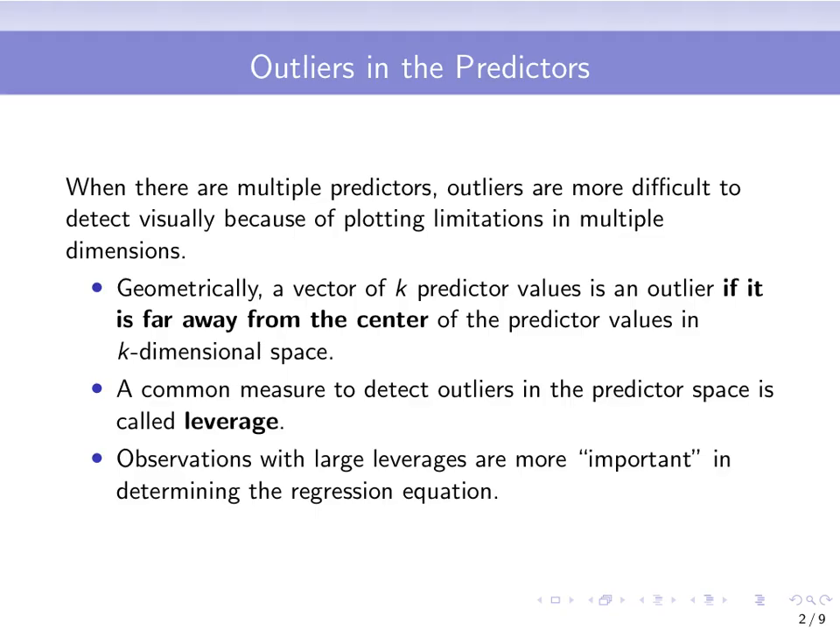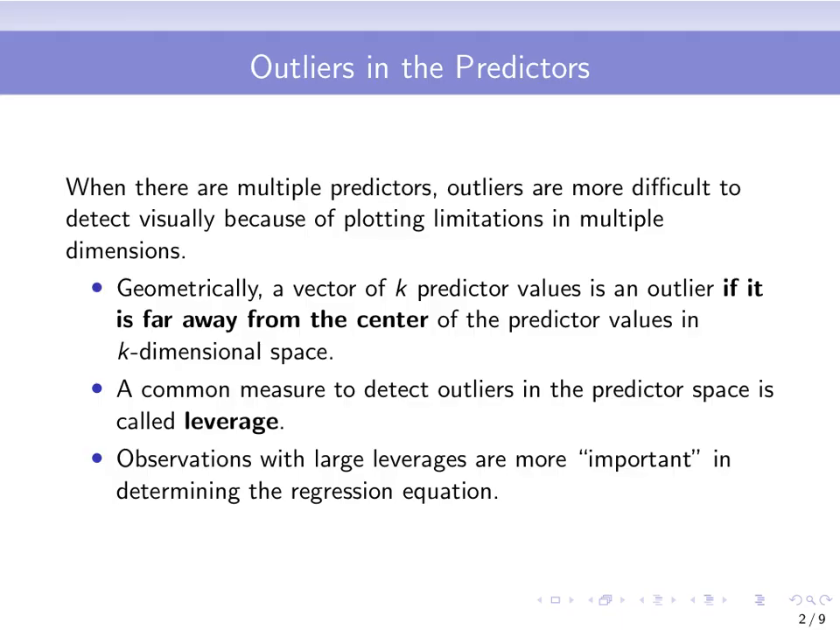When there are multiple predictors, outliers are more difficult to detect visually because you just can't produce a multiple dimension plot. So geometrically speaking, a vector of k predictor values is an outlier if it is far away from the center of the predictor values in k dimensions. As I say, it's kind of hard to visualize. A common measure to detect outliers in the predictor space is called leverage. And observations with large leverages are usually more important in determining the regression equation.